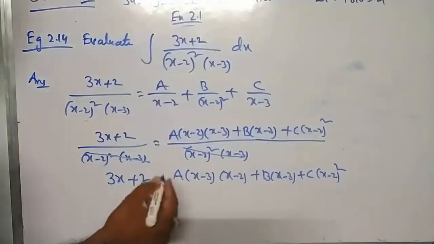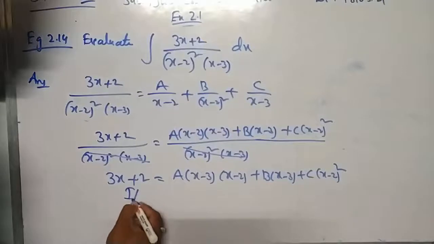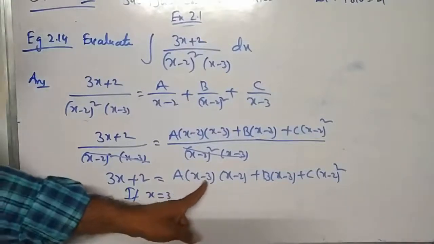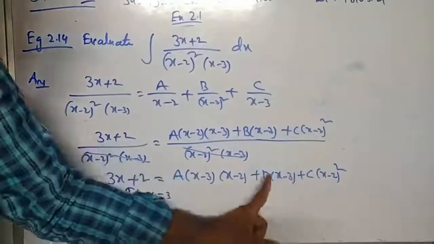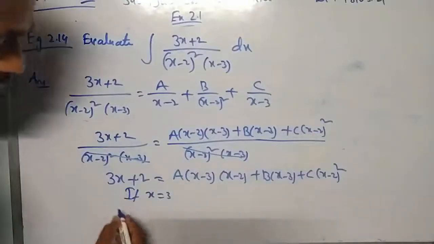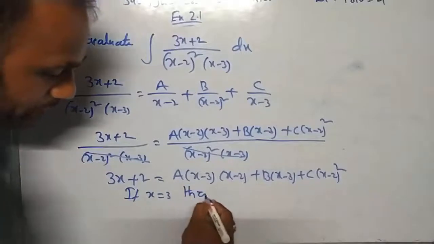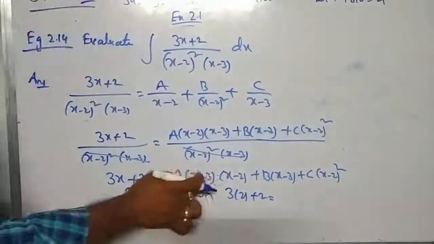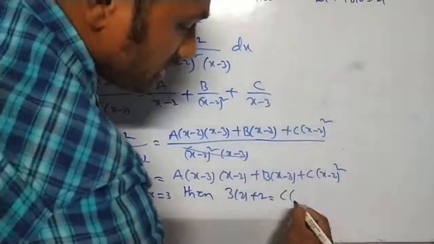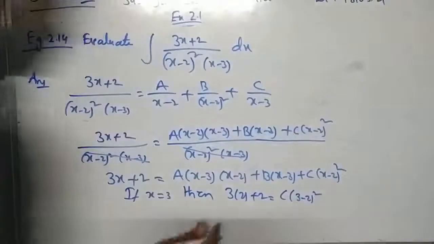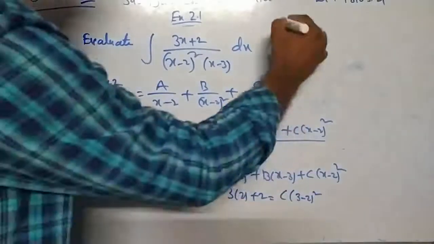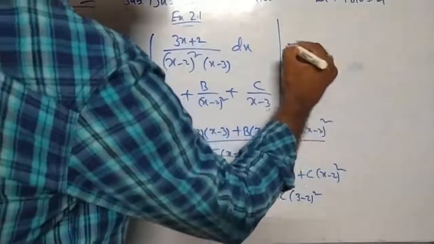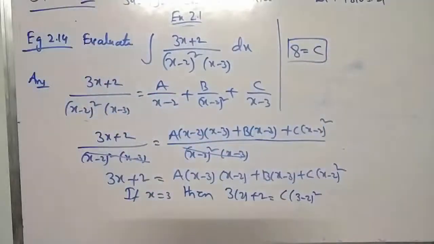Now how to get these values? Here, if I assume x is 3, then 3 minus 3 is 0, so we are going to get the c value. So if x is 3, then 3 into 3 plus 2 is equal to, the other terms are 0, no need of writing, c into (3 minus 2) whole square. So 3 3s are 9 plus 2, 11 is equals to c. C value is 11.